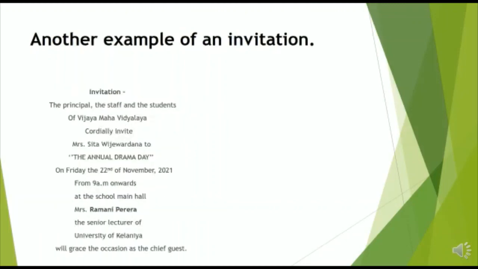This is another example of an invitation. Invitation. The principal, the staff and the students of Vijay Mahavidyalaya cordially invite Mrs. Sita Vijayawardena to the annual drama day on Friday, the 22nd of November 2021 from 9 a.m. onwards at the school main hall. Mrs. Ramani Pereira, the senior lecturer of University of Kelaniya, will grace the occasion as the chief guest.